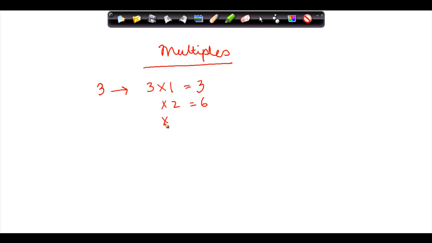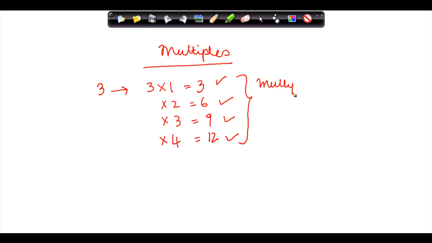Now moving on to the next category, we will now understand what we mean by multiples. Suppose you have a number 3. Now 3 if multiplied by 1 gives you 3. If multiplied by 2 gives you 6. If multiplied by 3 gives you 9. And if multiplied by 4 gives you 12. So all these numbers, the results which come out, are called multiples of 3.